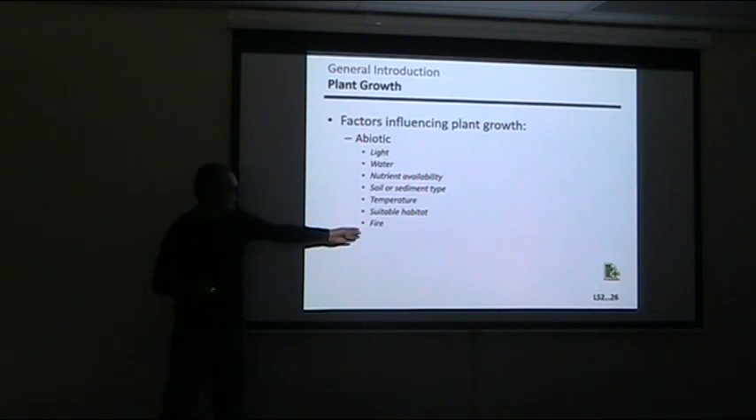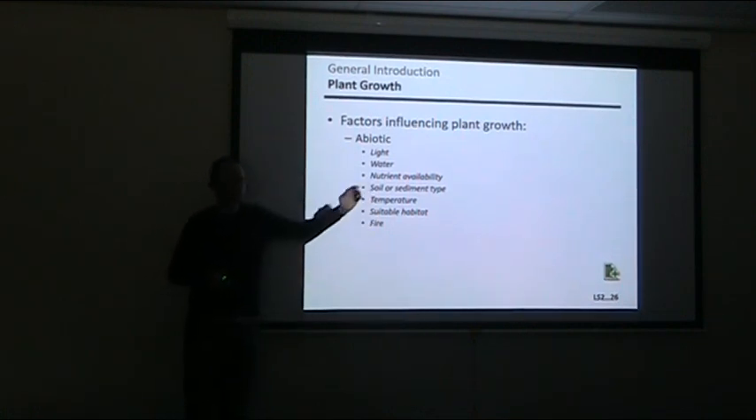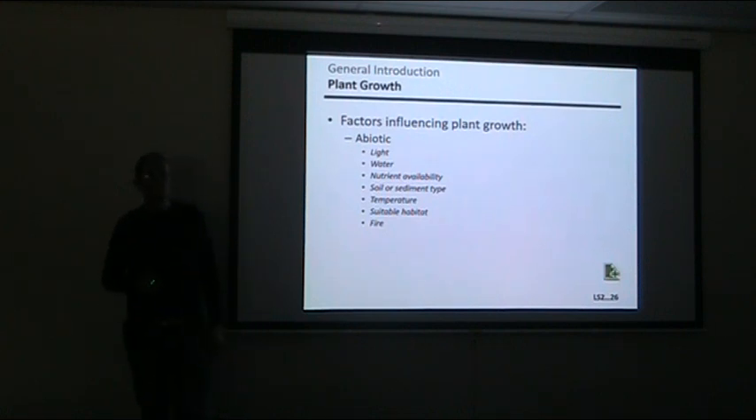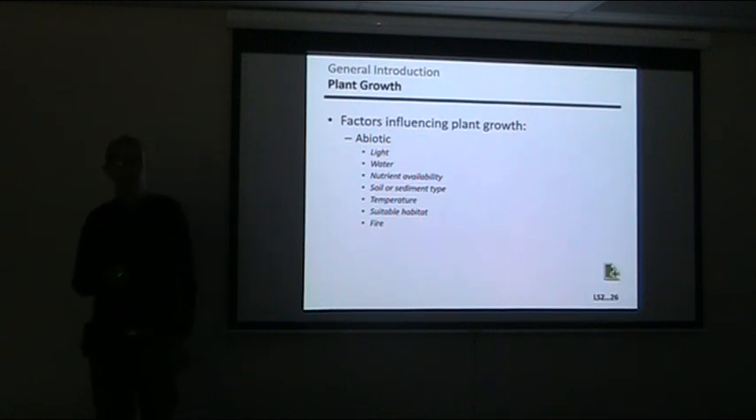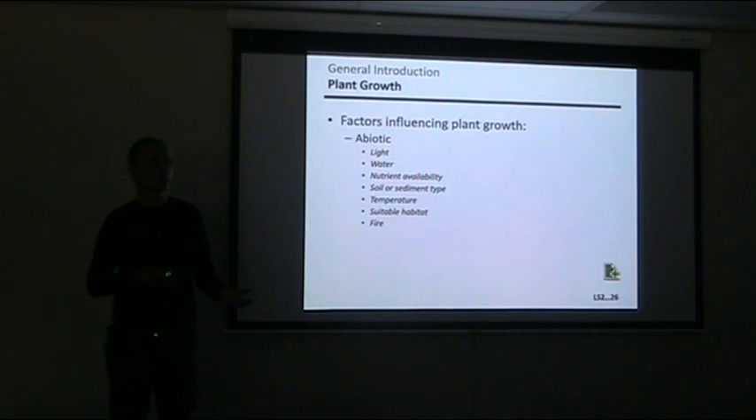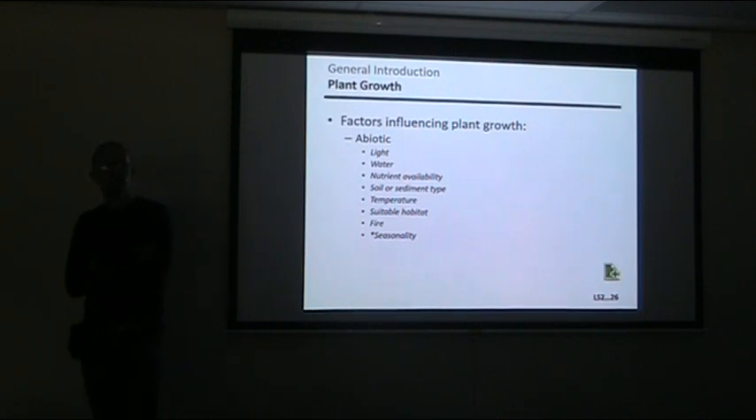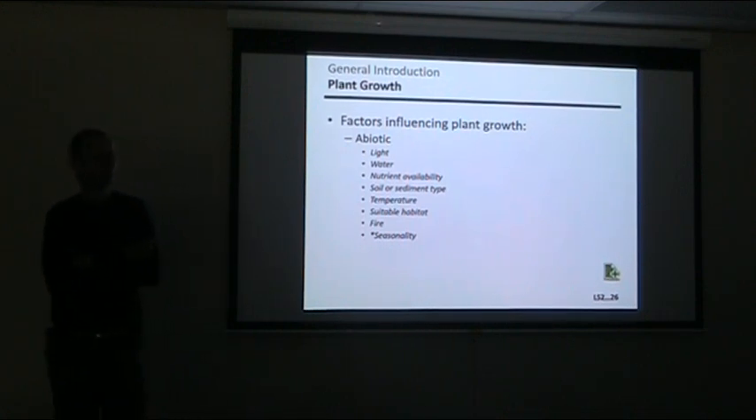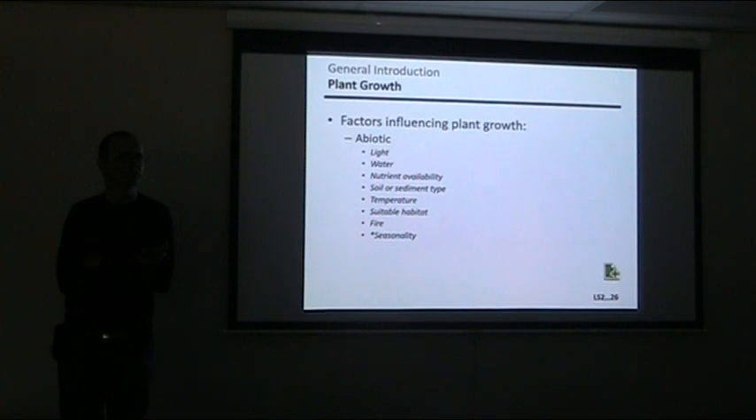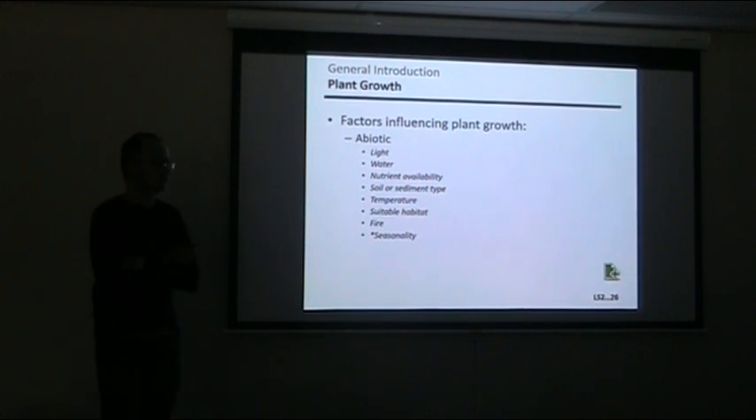And then fire is another crucial thing. Suitable habitat is a mix of all these things. The presence and absence of fire, whether you're in a fire refuge or in a fire-exposed landscape, also affects your growth. And where you are on the planet matters. If you're near the equator, you've got very limited seasonal variability. If you're at the poles, it's quite an extreme seasonal variability.